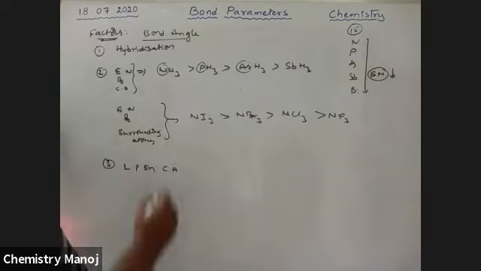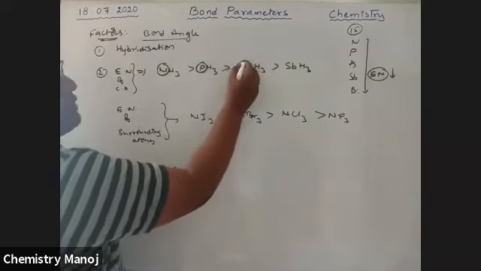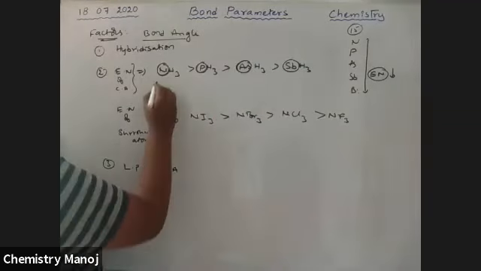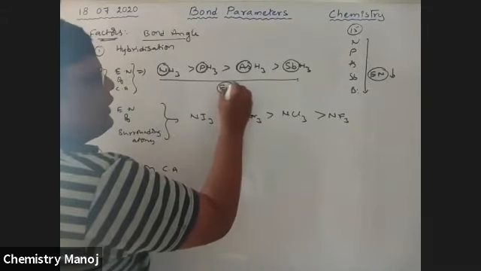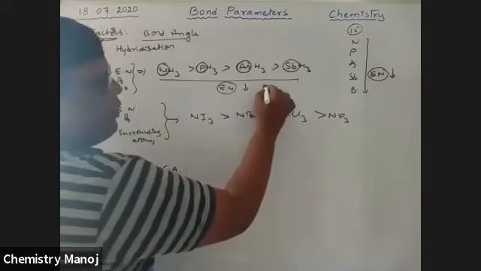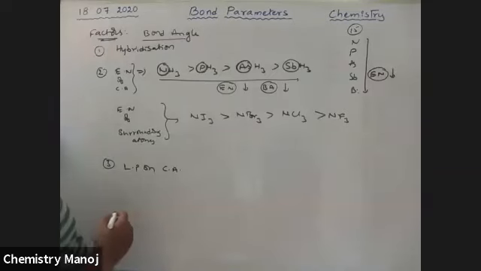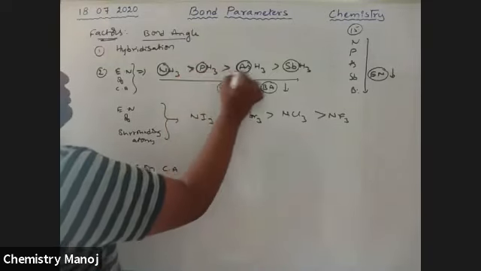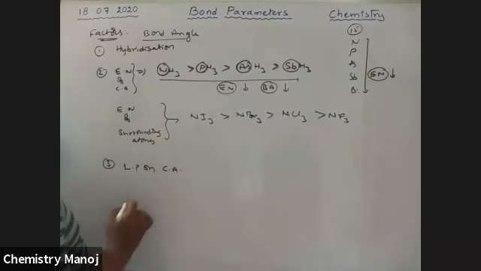So that means here nitrogen is the central atom, phosphorus is the central atom, arsenic is the central atom, antimony is the central atom. For these central atoms, from left to right, electronegativity decreases. As electronegativity decreases, bond angle also decreases. So as the electronegativity of the central atom decreases, bond angle decreases.